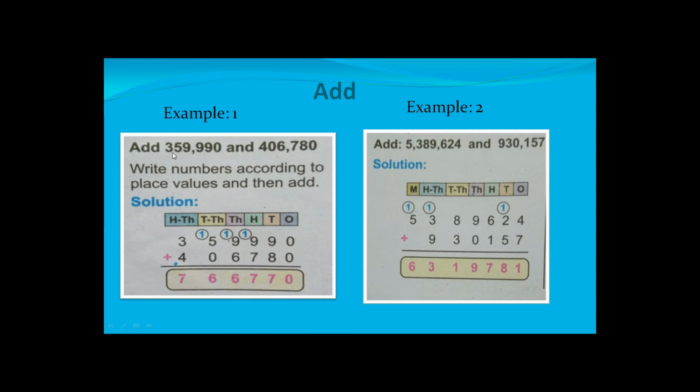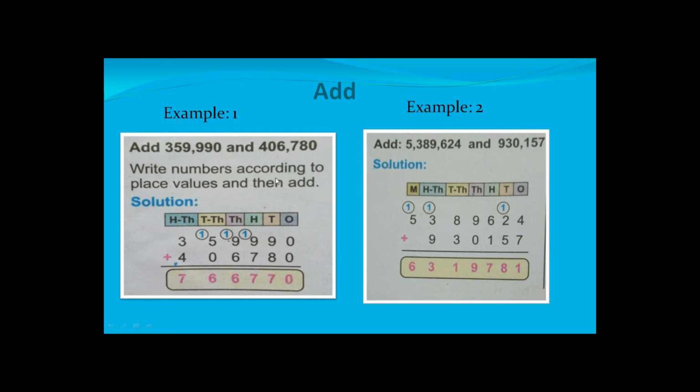359,000s. This is 359,000s and a comma will separate, and 990. Read it again, 359,000s and 990. Now add this value to this value. Now read it with me, 406,000s and 780.